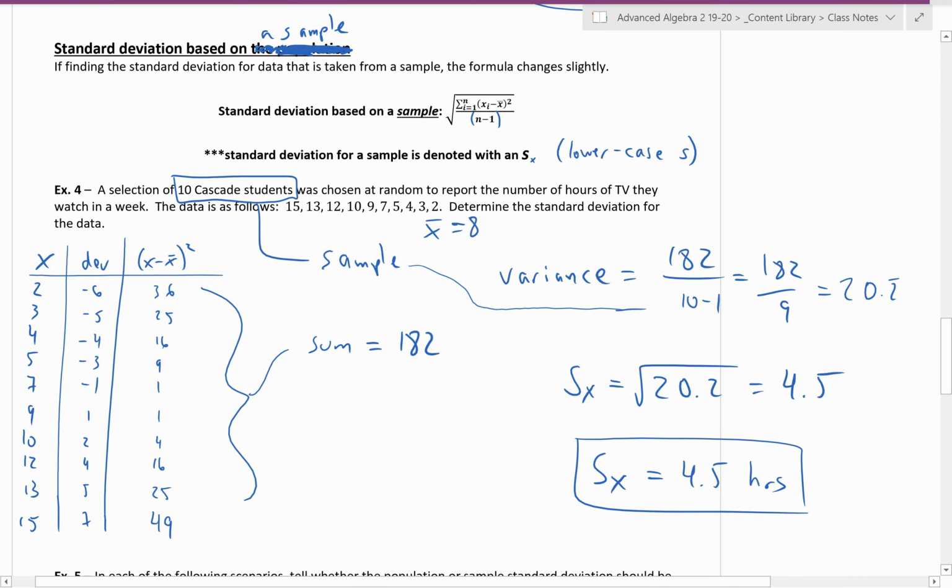So there's interpreting standard deviation, there's understanding how to compute standard deviation, and notice that it's a slightly different formula when we do standard deviation and variance for a sample versus a population.